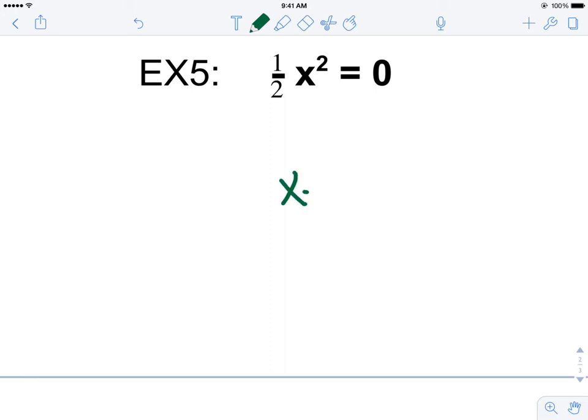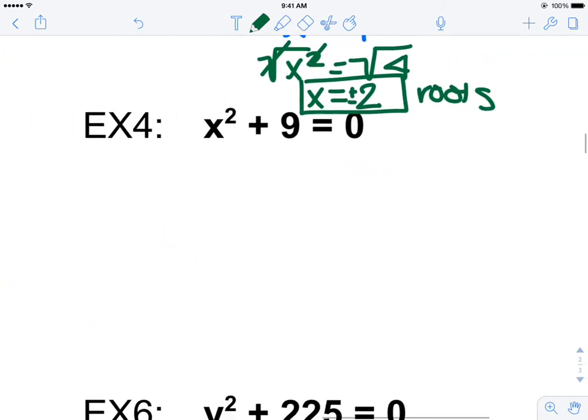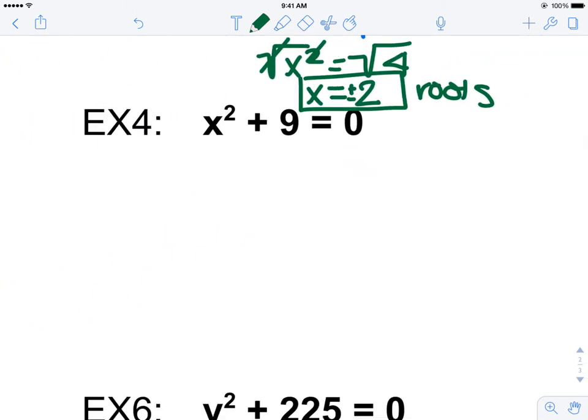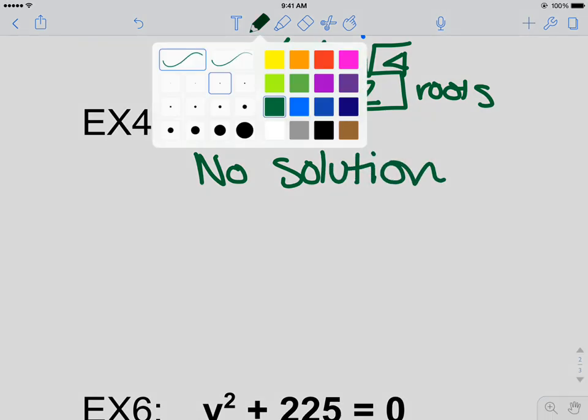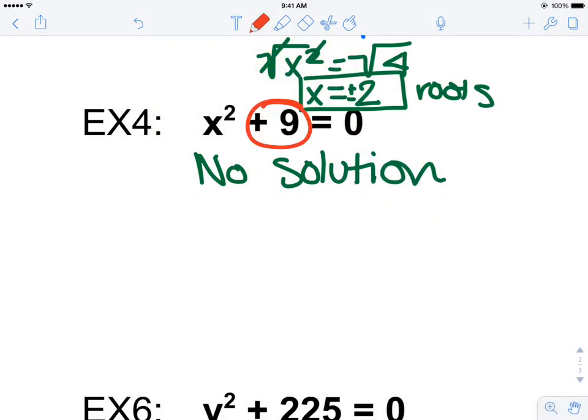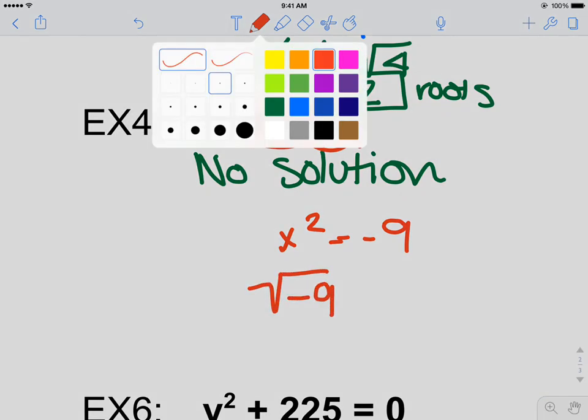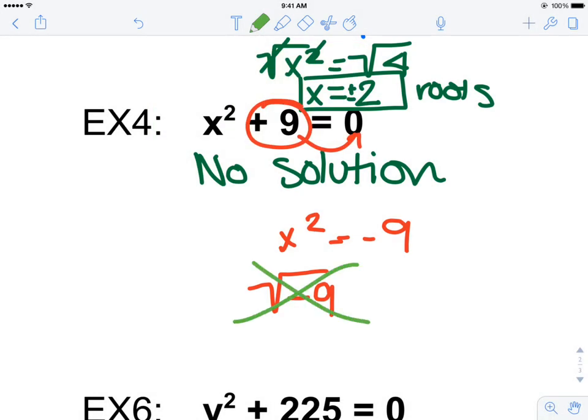So this one you're going to get x is equal to 0. That is my root. For example number 4, I'm going to get no solution. You may ask, why do you get no solution? Because I need to move this 9 to the other side. And so I have x squared equals negative 9. There is no number squared that will give me negative 9 because I cannot take the square root of a negative number. Not possible. It's like illegal in math. I can't do it.